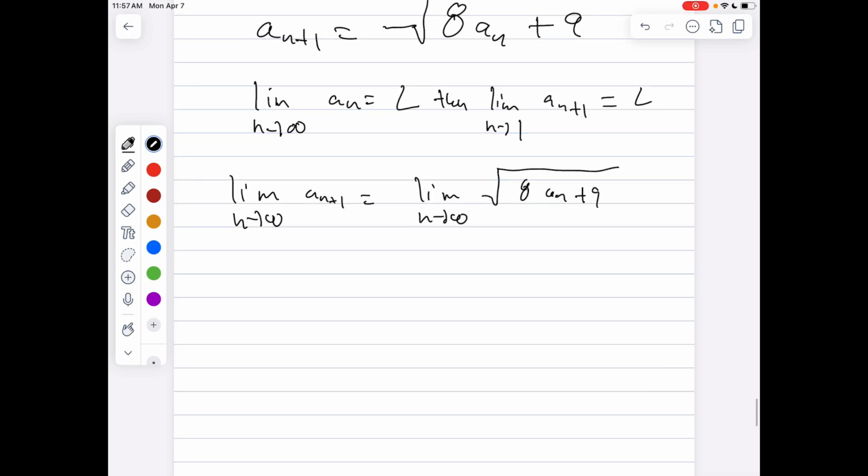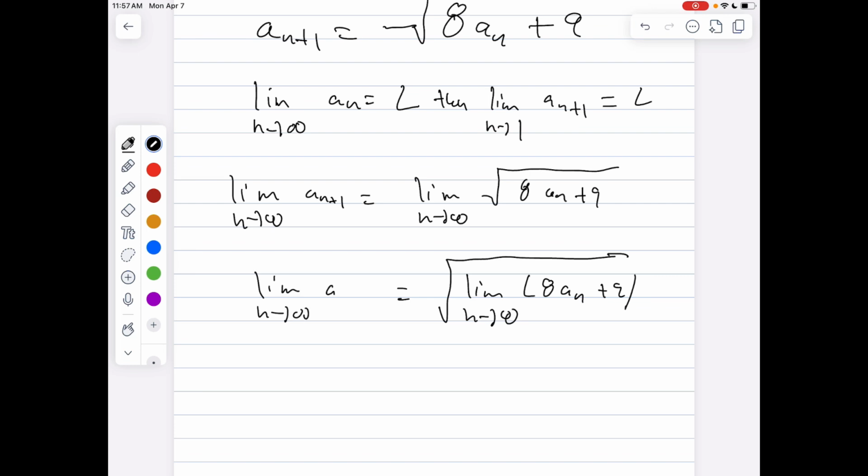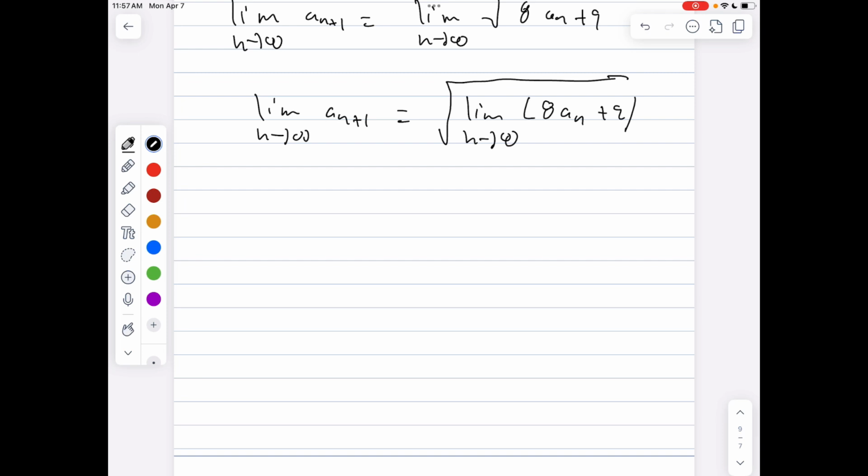And using a property of limits of sequences, we can also do this as follows. This equals L. This would equal the square root of 8 times L plus 9. Because if you take a sequence and multiply it by a number, and the sequence converges, it just converges to that number times the limit, so 8L, and then plus the limit of a constant is just the constant, so that's why we have that 9 there. So this is what your equation gives us.